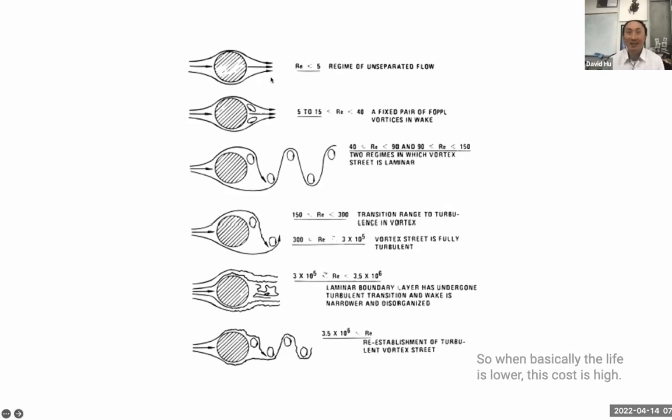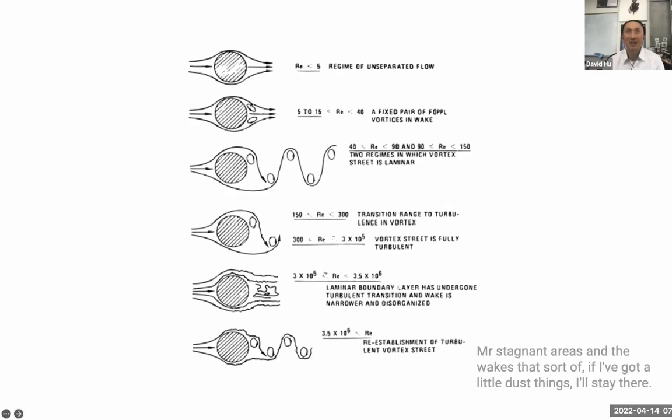So when basically the length scale is low or the viscosity is high, the Reynolds number is low. Laminar meaning each fluid streamline basically follows the other. I can draw them without having them cross over. As I increase the Reynolds number, I get separation. So I basically get these convective patterns, sort of stagnant areas in the wake that, if I've got little dust things, they'll stay there.